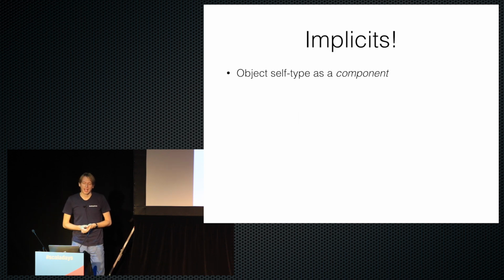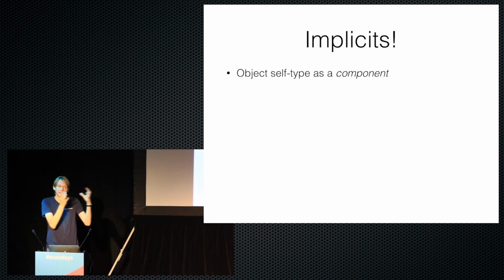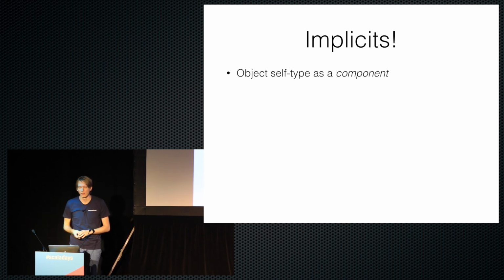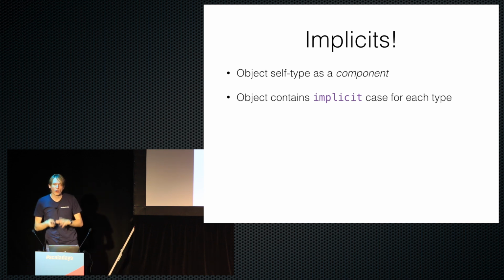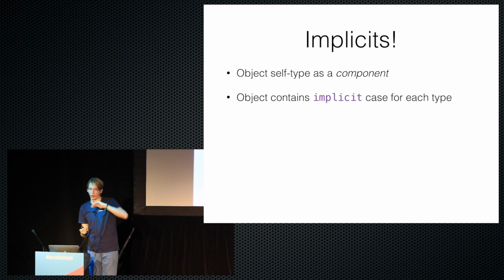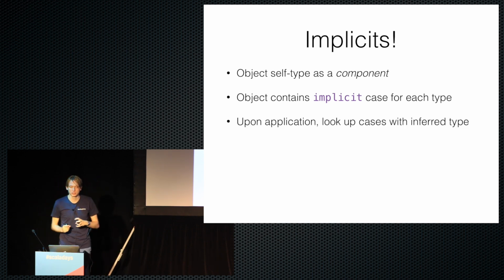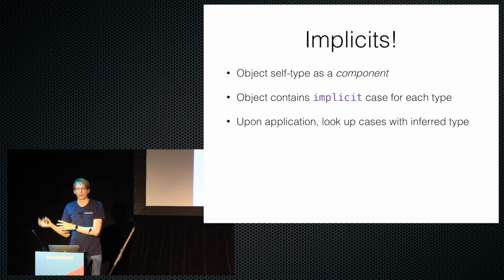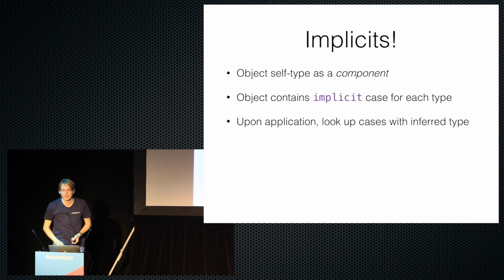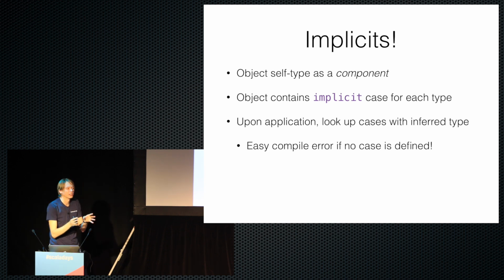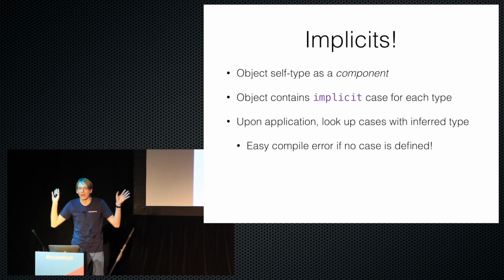So what we're going to do is make the object's self type, the class type of the object itself, a component of the type that we're trying to search for in the implicit search. And then the object that we're defining will have an implicit case, actually defined as implicit, for every type that we're trying to define a function for. And then when we apply the polymorphic function, we'll look up the case that we care about based on the inferred type. So given this inferred type A, we're going to find a case that implicitly matches this. And it's really easy to give compiler errors if this is not applicable because it's just implicit not found. We can even customize this compiler error with an annotation. So it's really, really easy.